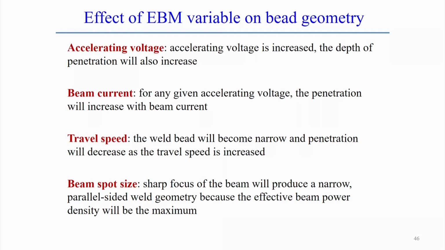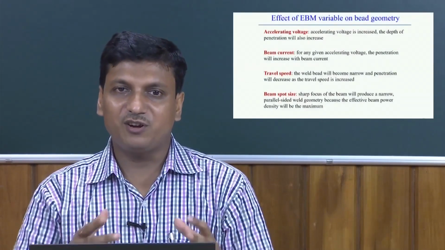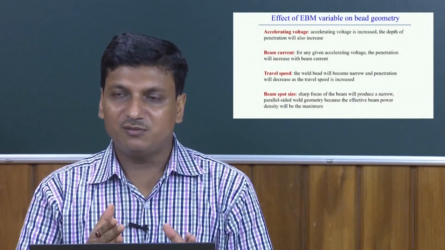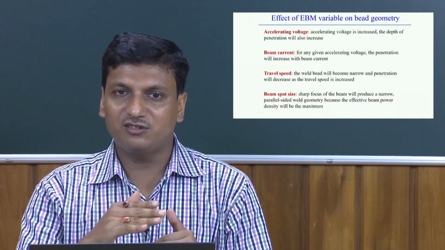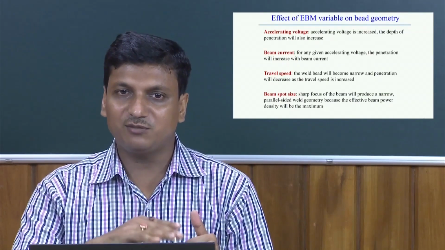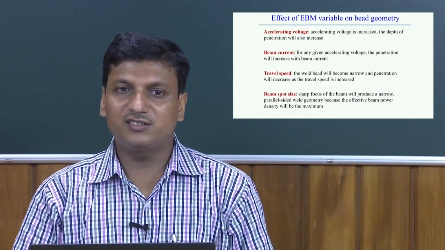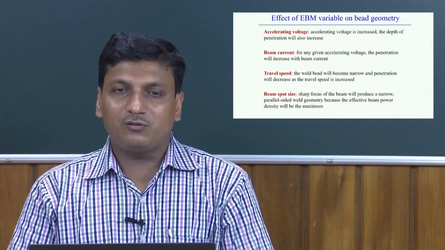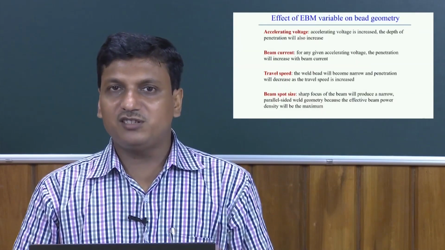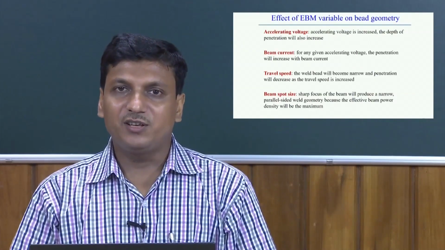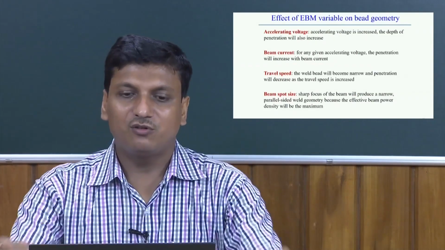That type of typical geometry is possible in the electron beam welding process, but in that case the beam spot size should be very small. If the beam spot size is bigger, there will be variation from the top to the bottom, and the weld pool cross section will gradually decrease from top to bottom. In other words, the beam spot size decides the power density on the surface, and in that way it impacts the size of the weld bead.